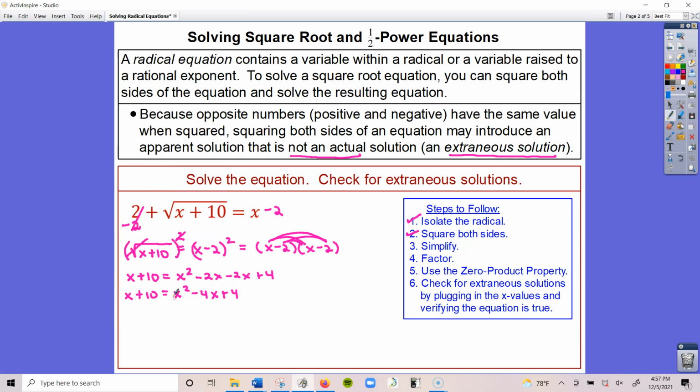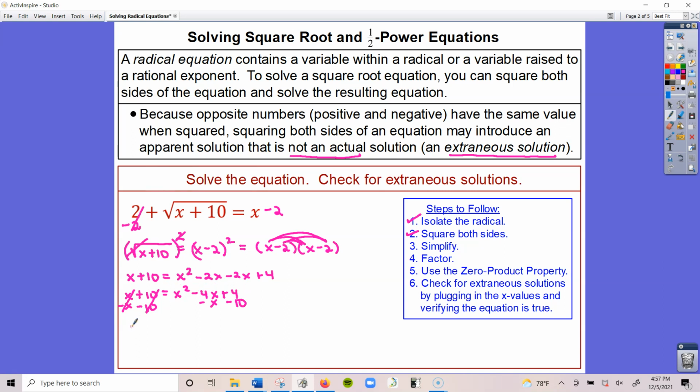I like to keep my x squared positive, so I'm going to move these two terms over to the right side. I'm going to do that by subtracting this x over and subtracting this 10. So now I have nothing left on this side, and that means that the equation is going to equal 0.